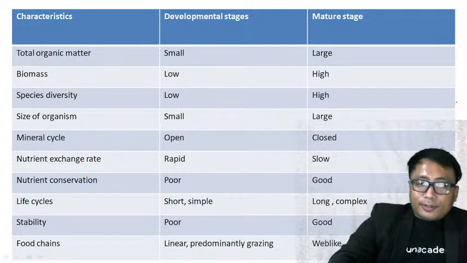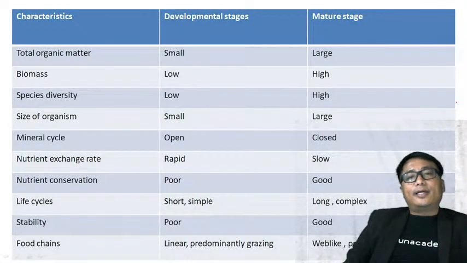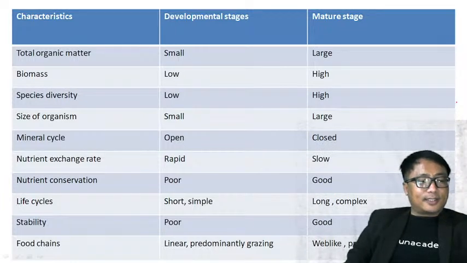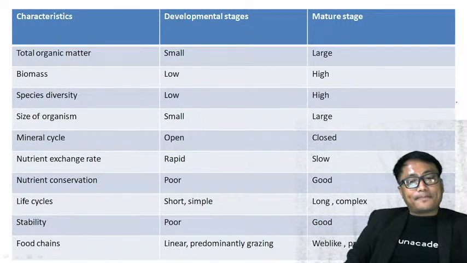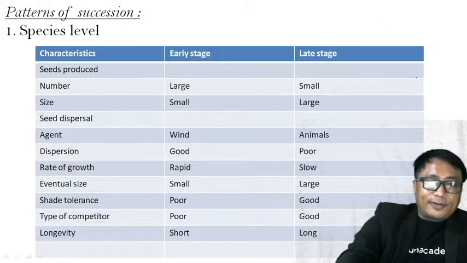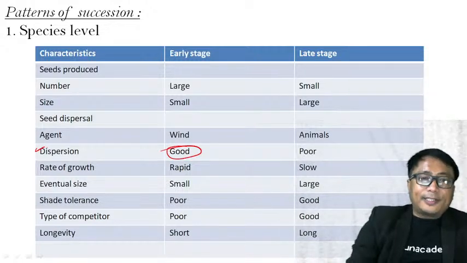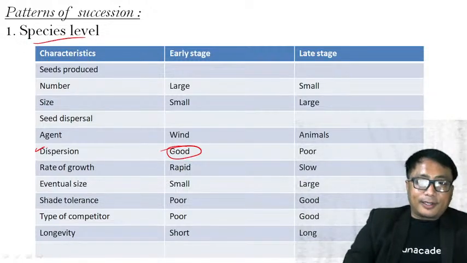Okay. So these are some of the important factors as far as ecological succession is concerned. Clear? I haven't explained this one, but it is easy. But if you find any difficulty in correlating, say for example, dispersal, in the initial stage it will be very good. At the species level we are discussing. But at the later stage, it will be poor.